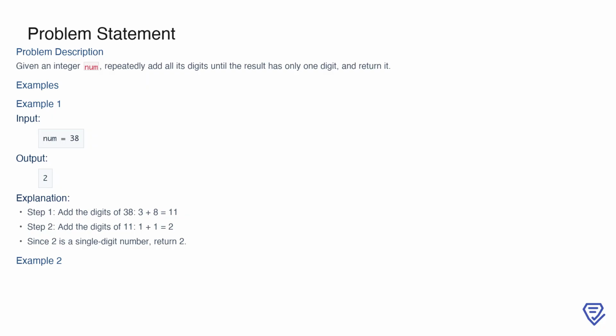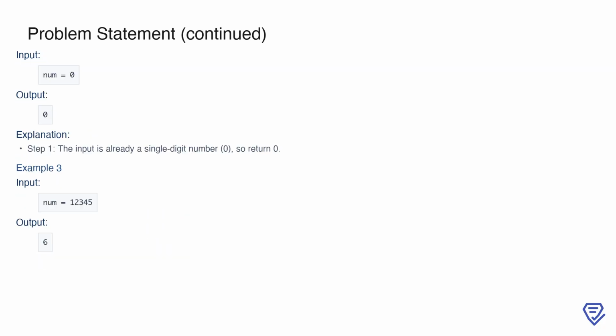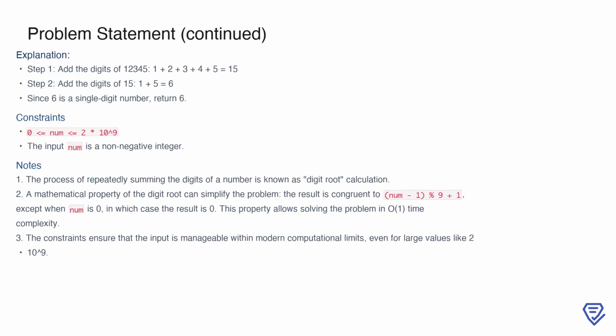This process continues similarly for other examples. For instance, if the input number is 0, it's already a single-digit number, so we simply return 0 without any further calculations. Another example is when the input number is 12345. Here, we start by summing its digits, 1 plus 2 plus 3 plus 4 plus 5, which results in 15. Since 15 is not a single-digit number, we continue by summing its digits again. Adding the digits of 15 gives us 1 plus 5, which equals 6. Since 6 is a single-digit number, we return this as the output.